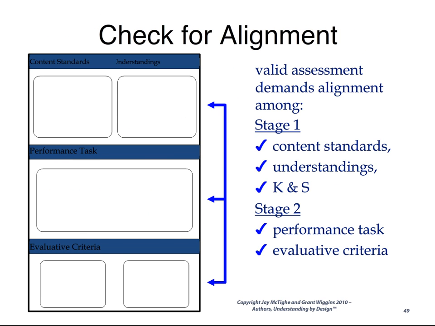So here's your alignment guide, or just a quick check for alignment. Valid assessment demands alignment between your Stage 1 and Stage 2. What that means is that for an assessment to be valid, we want to make sure it's actually measuring what it's supposed to measure. That's the idea of validity: that our measurements are actually measuring the intended target.